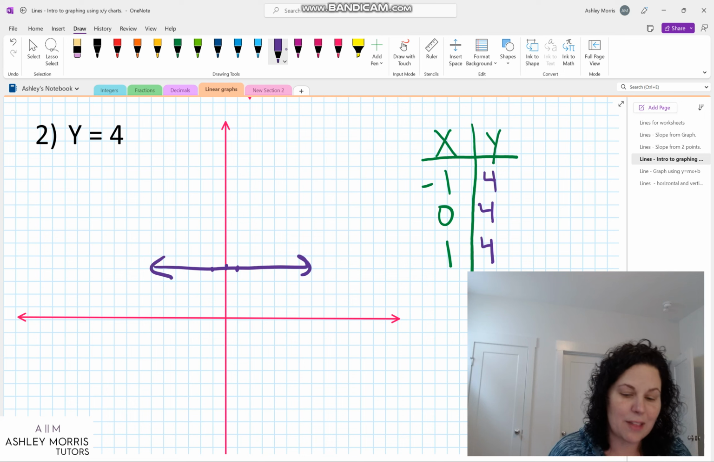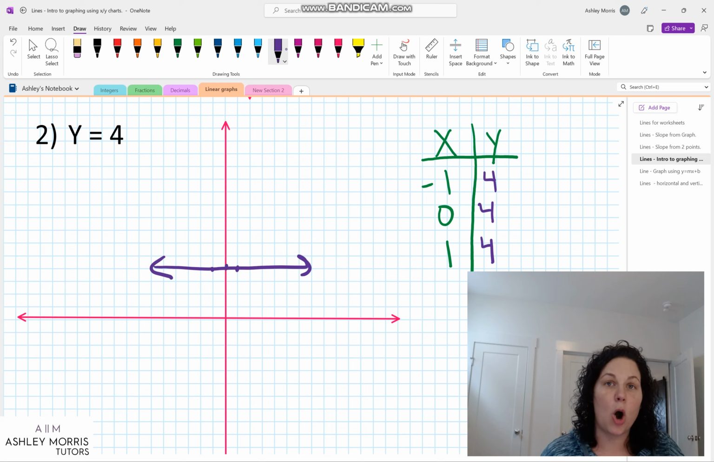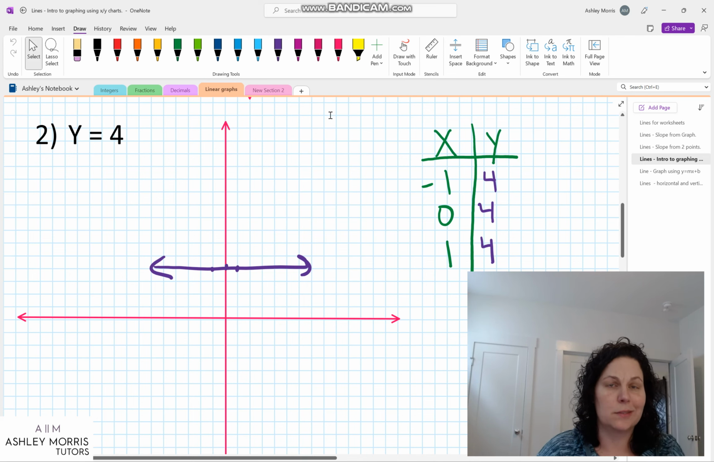That's a horizontal line. That has 0 slope. And it's always going to be Y equals a number. Horizontal lines have 0 slope and they're always Y equals a number. So when you do your XY chart, the Y's are all 4.